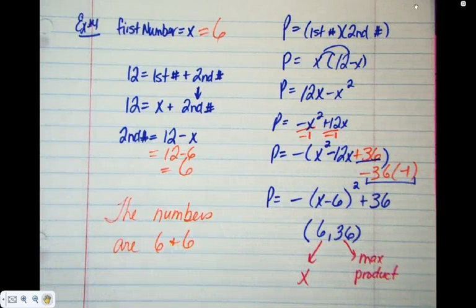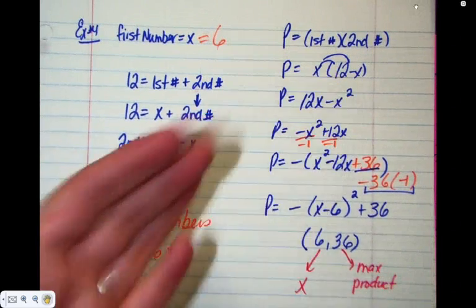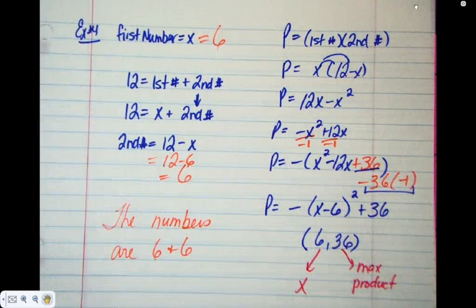Do you see the similarities to dimension? Only thing that's going to change is instead of 12, they may give you a different sum. Maybe they won't ask for the product over here. Maybe they'll ask for something else. It's the same steps every single time.